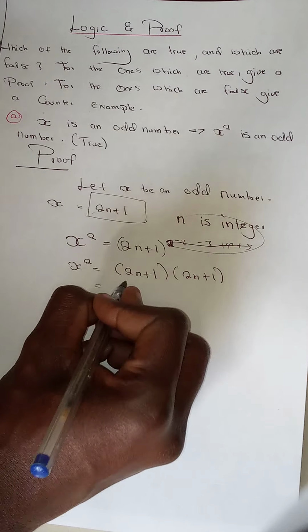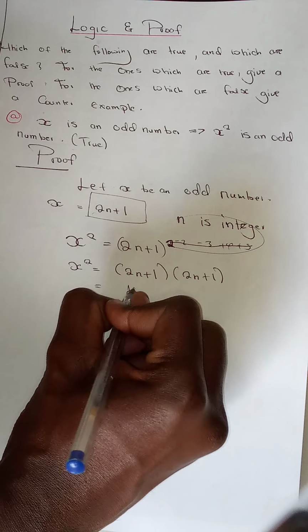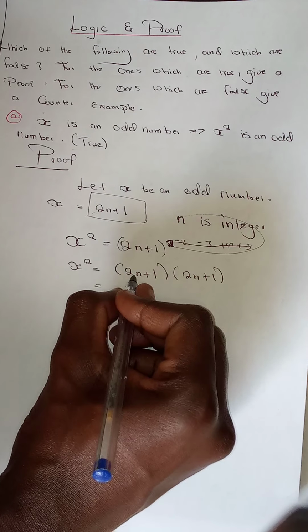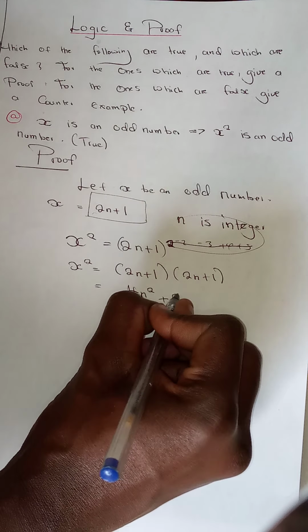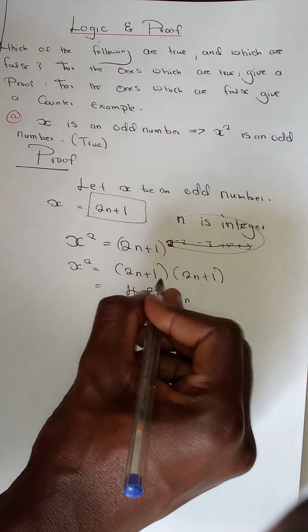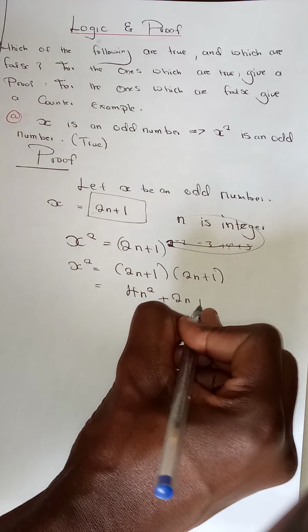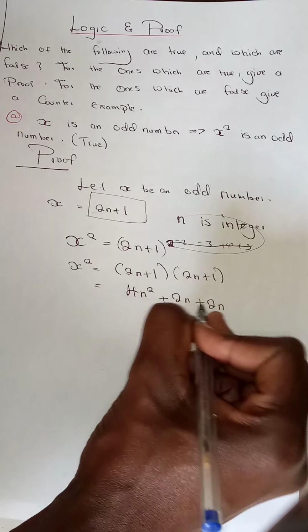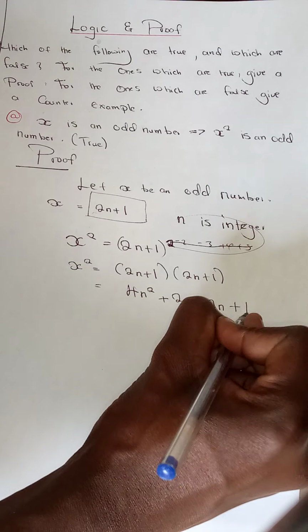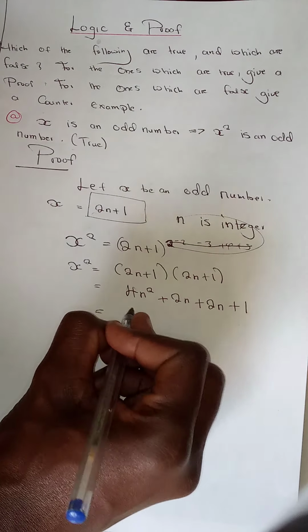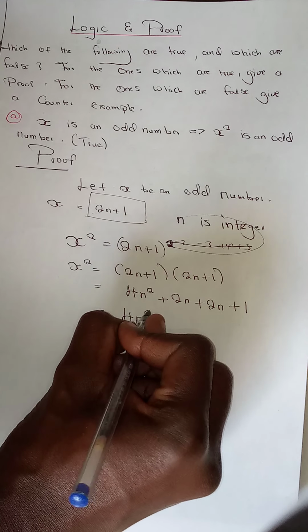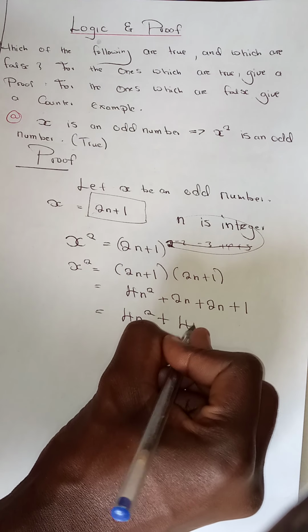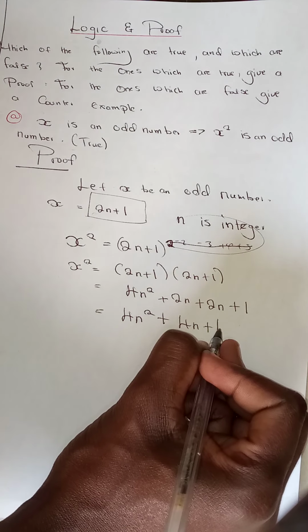If we multiply 2n times 2n, it will give us 4n squared. 2n times 1 gives us 2n. Then positive 1 times 2n gives us 2n. 1 times 1 gives us positive 1. If we add this together, it will give us 4n squared plus 4n plus 1.